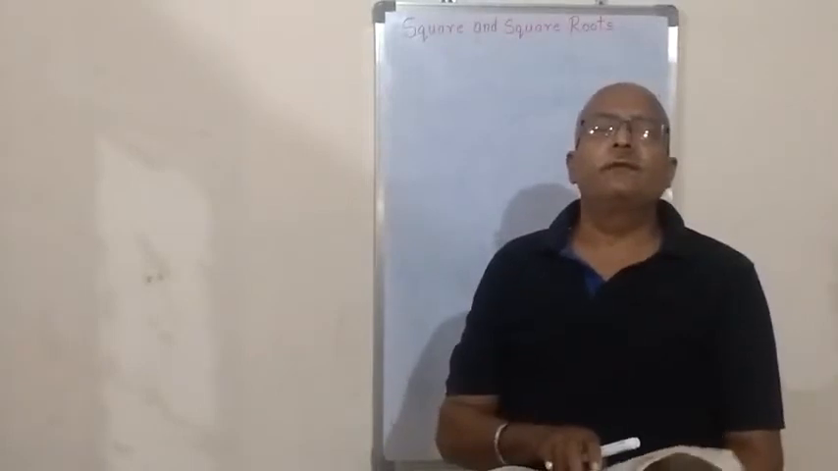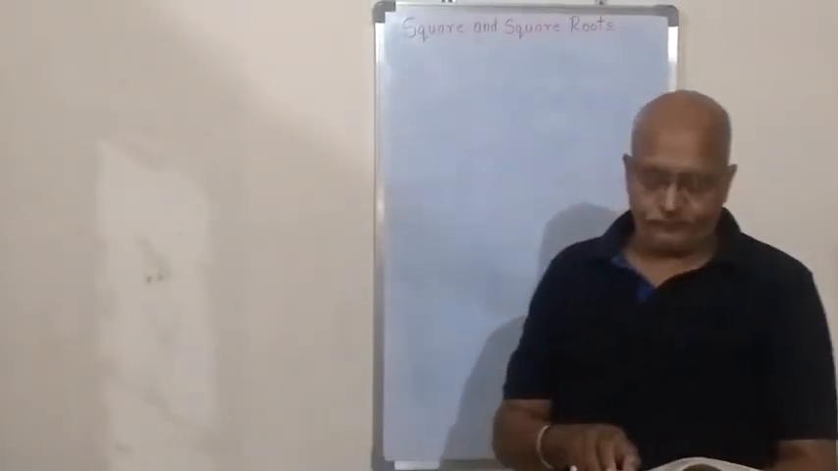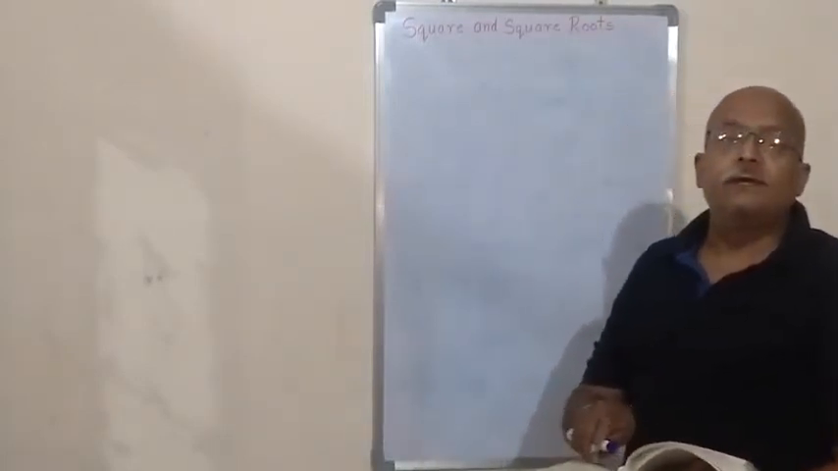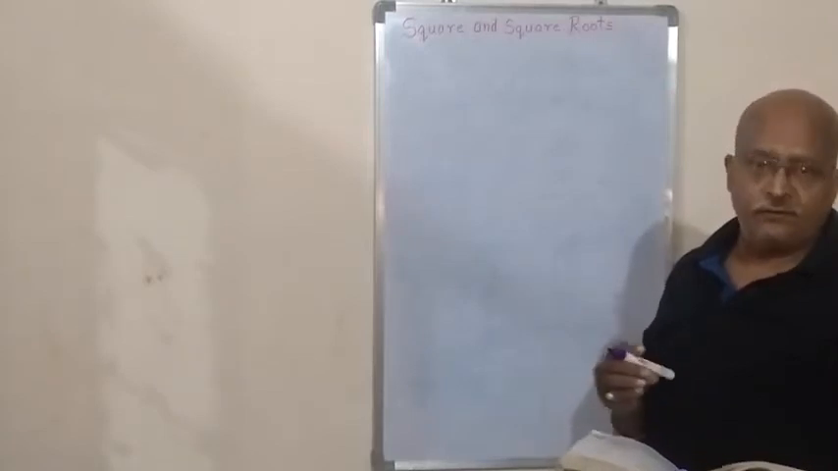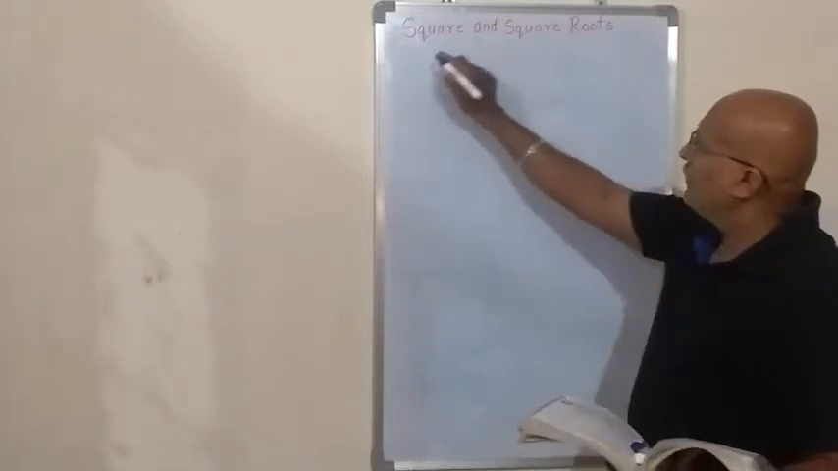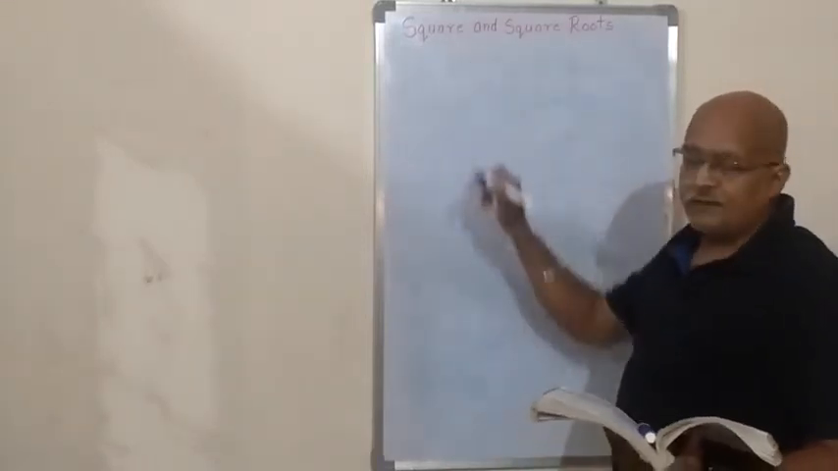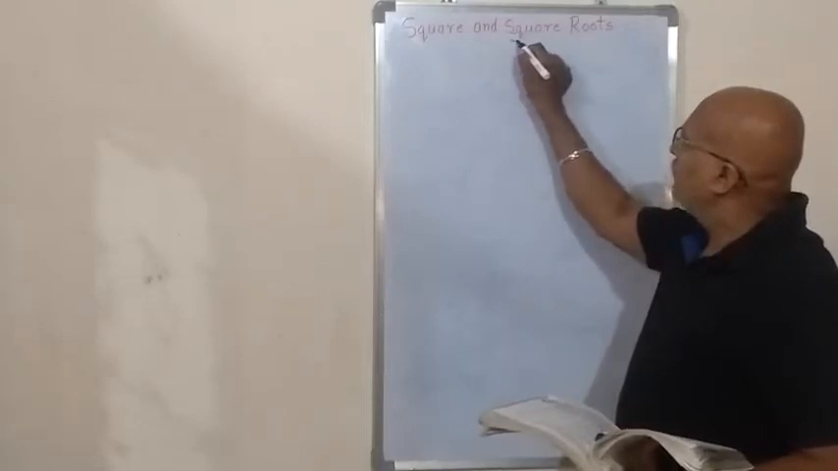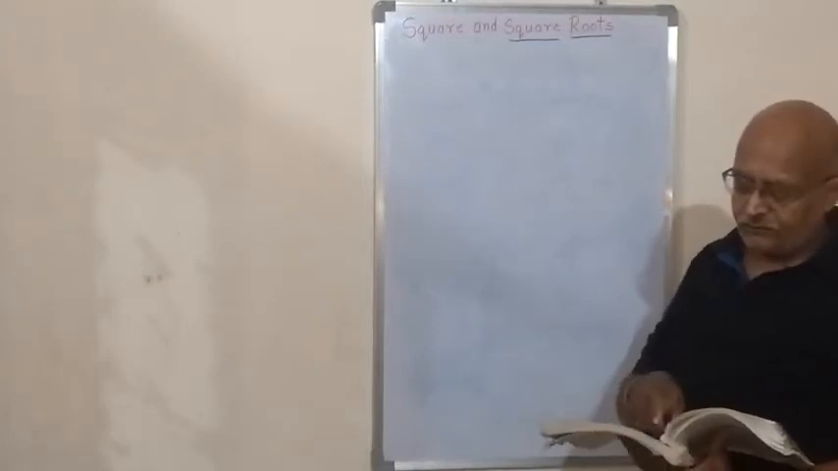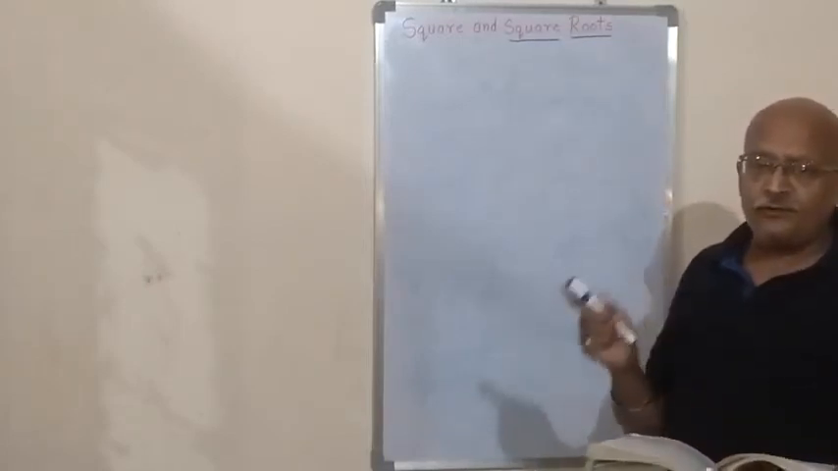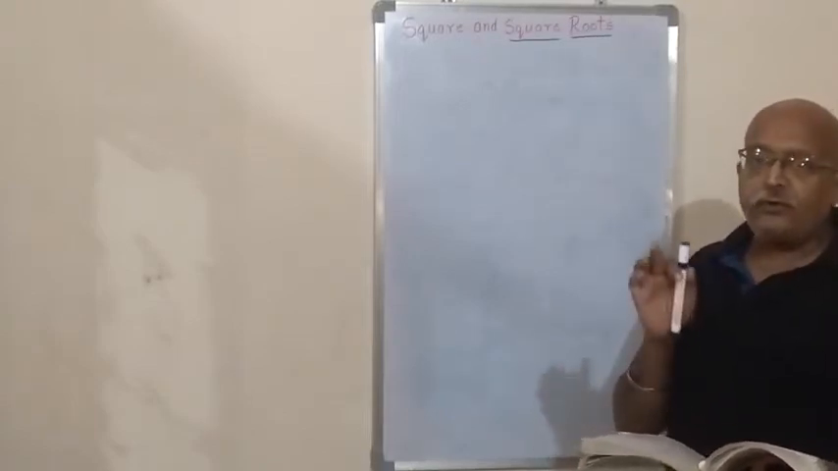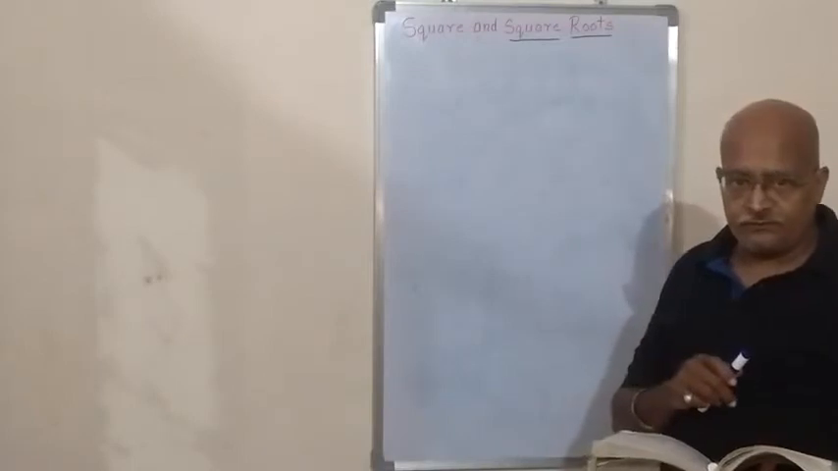So, welcome everyone. Today we are going to see about the square root. In the previous 3 videos that I have sent, we have discussed squares. Now we are going to see about square roots. What is the square root? It is nothing but the opposite thing. The square root of every number can be found.